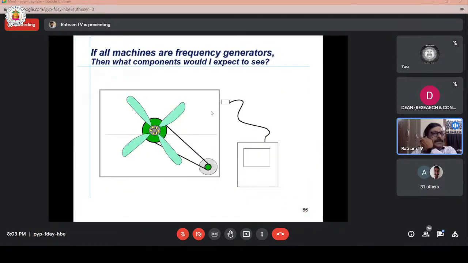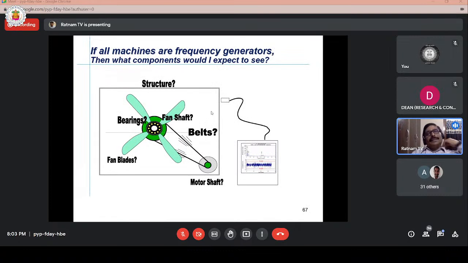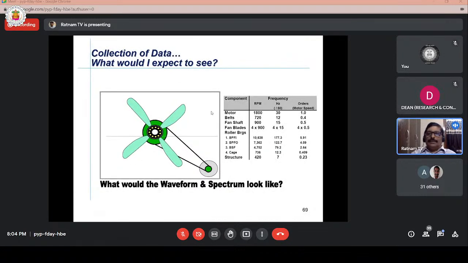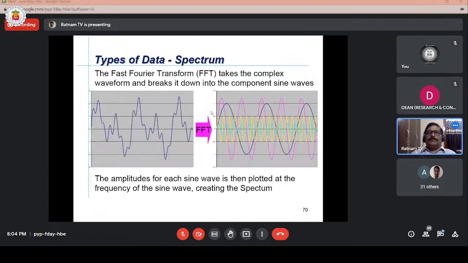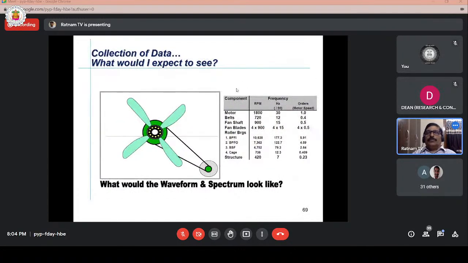So if all machinery are frequency generators, then what components should I expect? All these components, the machine foundation structure, bearings, fan, shaft, blades, any belt, will appear in the FFT spectrum. So like the motor.